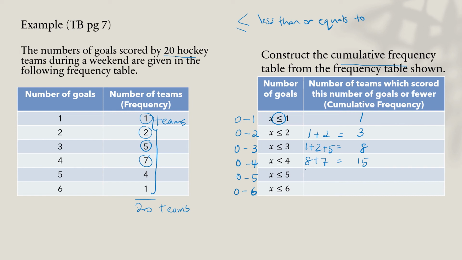So we're going to do this similarly for the next one. We're going to find teams that scored between 0 to 5 goals. So we'll have 15 plus the next frequency, 4. Get 19. Finally, we want teams that scored between 0 to 6 goals, and that is everybody, every team. So we need to add one more. 19 plus 1 equals 20. So this is the table for cumulative frequency, where you need to add the previous class to get the next cumulative frequency.